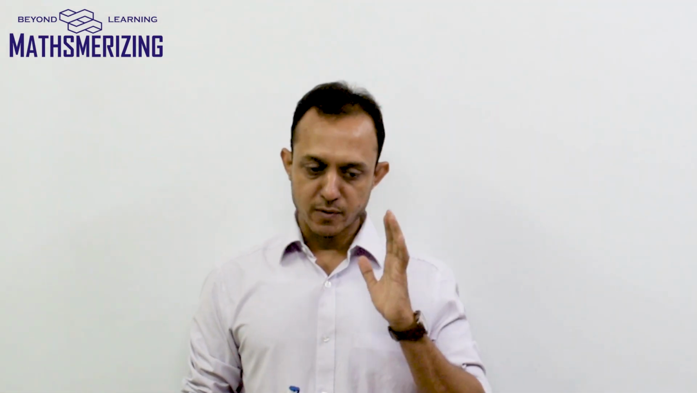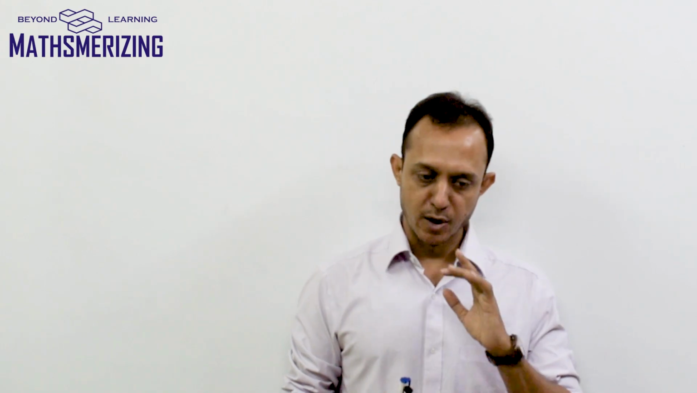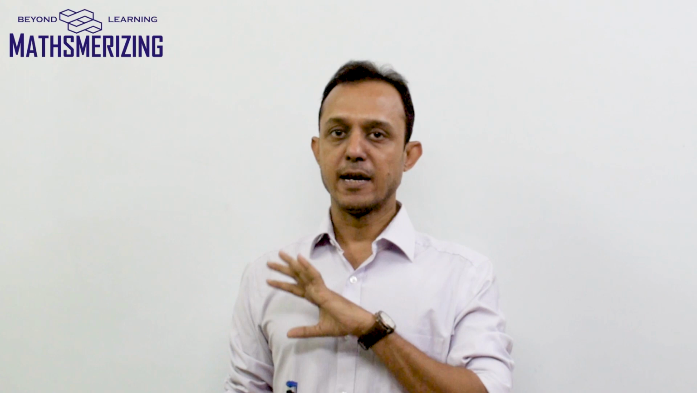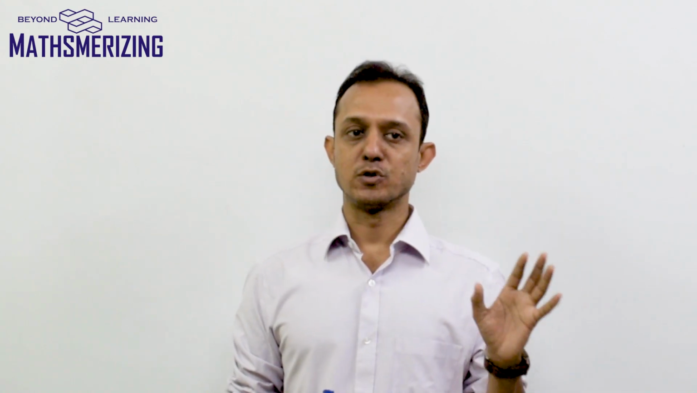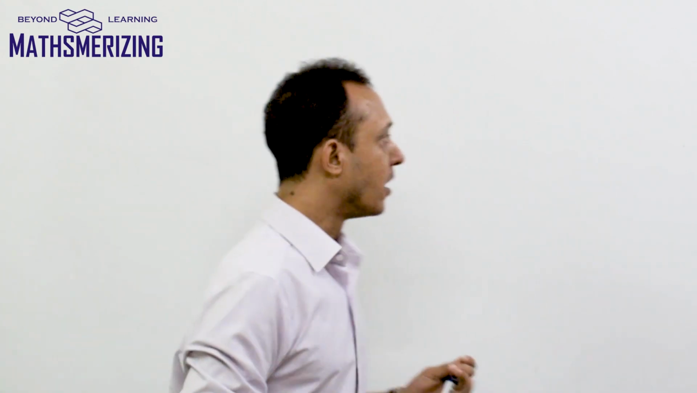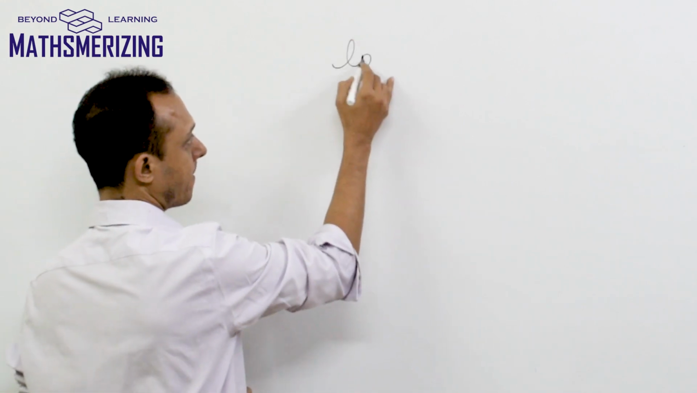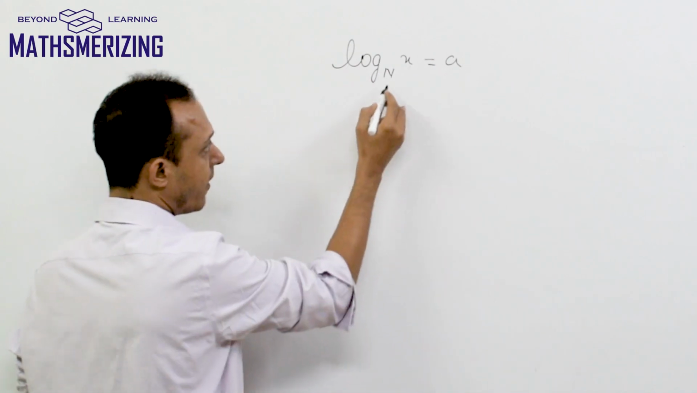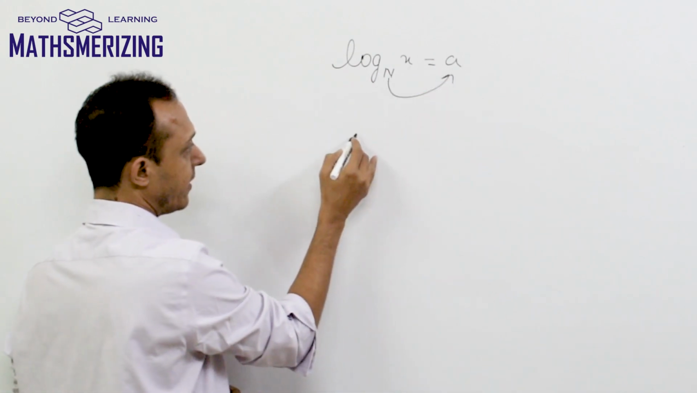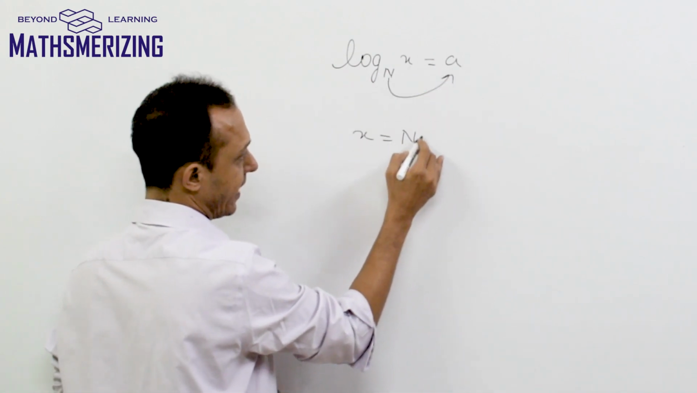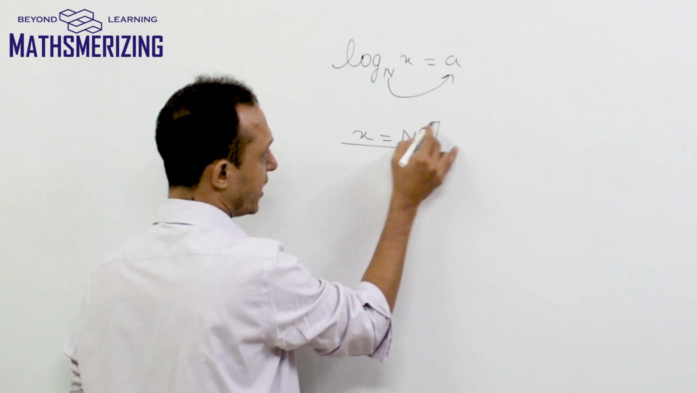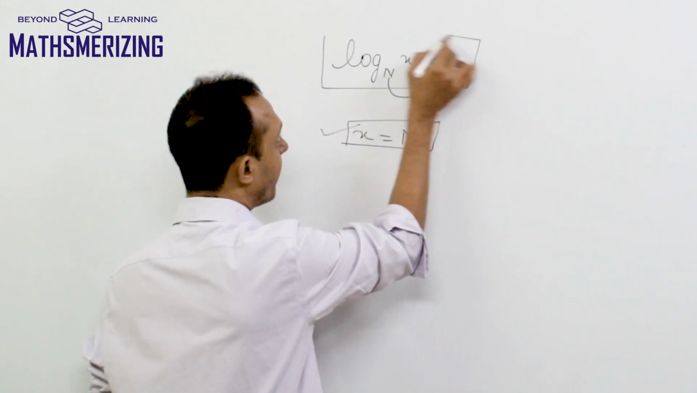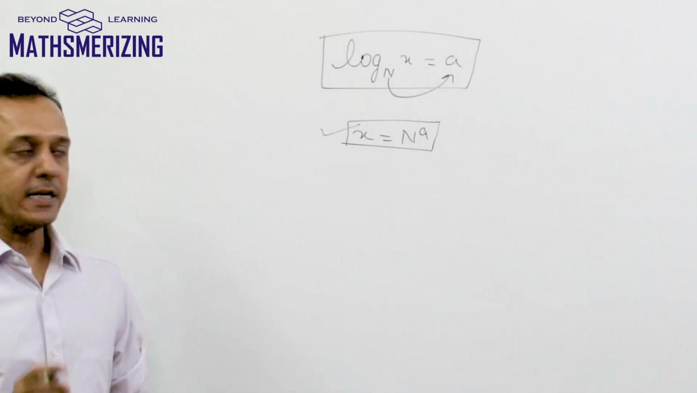The modern idea of logarithm was given by the king of mathematics himself, Leonhard Euler. So Euler has actually expressed logarithmic function as an inverse function of a given exponential function. So suppose I have a logarithmic function such as log x to the base n, and this equals some number a, then by definition we know that x equals n to the power a, which is an exponential function. So exponential function and logarithm function are inverse functions of each other.